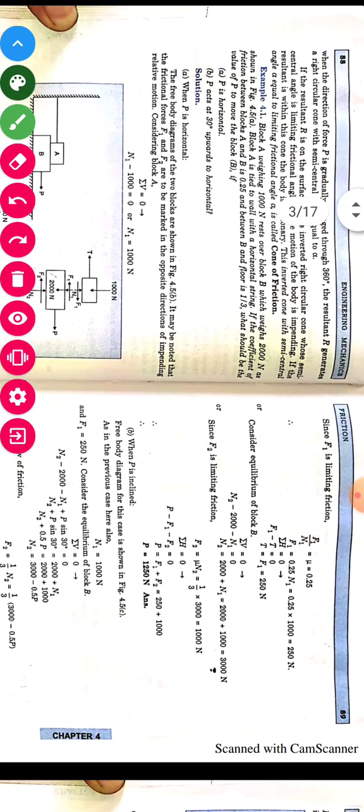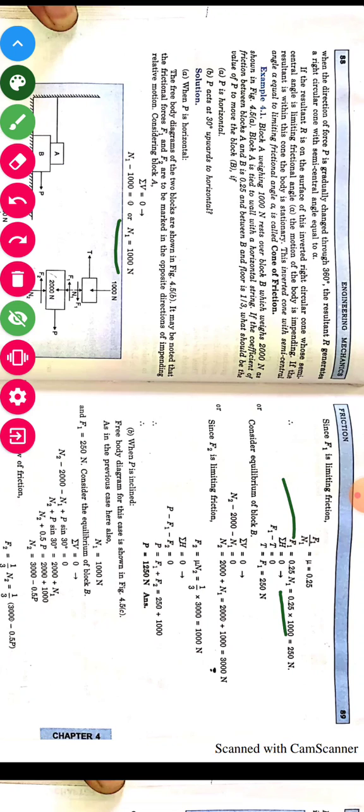We know that since F1 is limiting friction, F1 by N1 is equal to mu. So F1 is equal to mu N1. What is the value of N1? 1000, already calculated here. So from there we will get the value of F1.